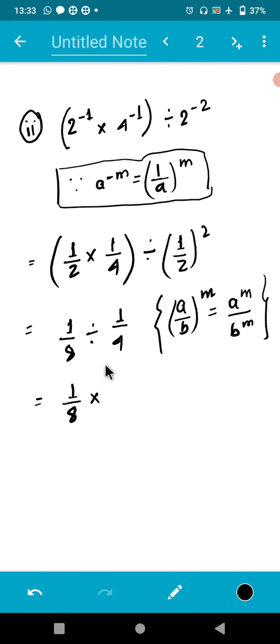Now let's write a multiplication sign in place of the division sign, and when we do that, we know that on the right hand side the fraction gets reciprocal, that is 4 by 1. So now 4 1s are 4, 4 2s are 8, so your required answer would be 1 by 2. Okay students, now let's move on to sum number 3.